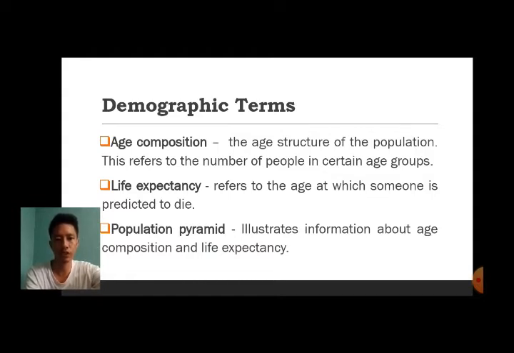The age composition of a population can be best described as the structure of the population. This refers to the number of people in certain age groups. A population may be described as having a large number of young people or maybe a large number of older individuals. Demographers often use population pyramids in order to illustrate information about the age composition and life expectancy. Let's take a look at a few pyramids now to understand the basics.